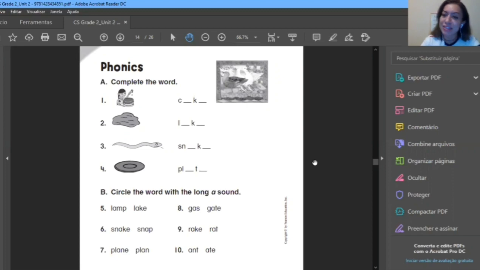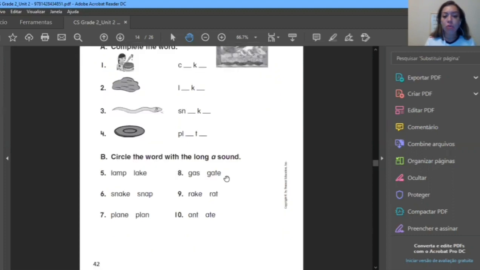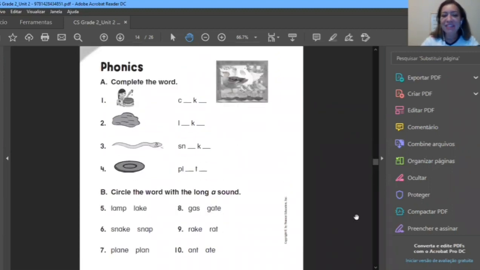Vamos fazer agora o exercício depois de ver vários exemplos do long A no vídeo, né? Gostaram? Yeah. So now that you know many words, you know the long A sound really well. Let's do this activity. It's on your workbook, page 42. Okay? So first one, letter A. We need to complete the word. All right, so let's complete.